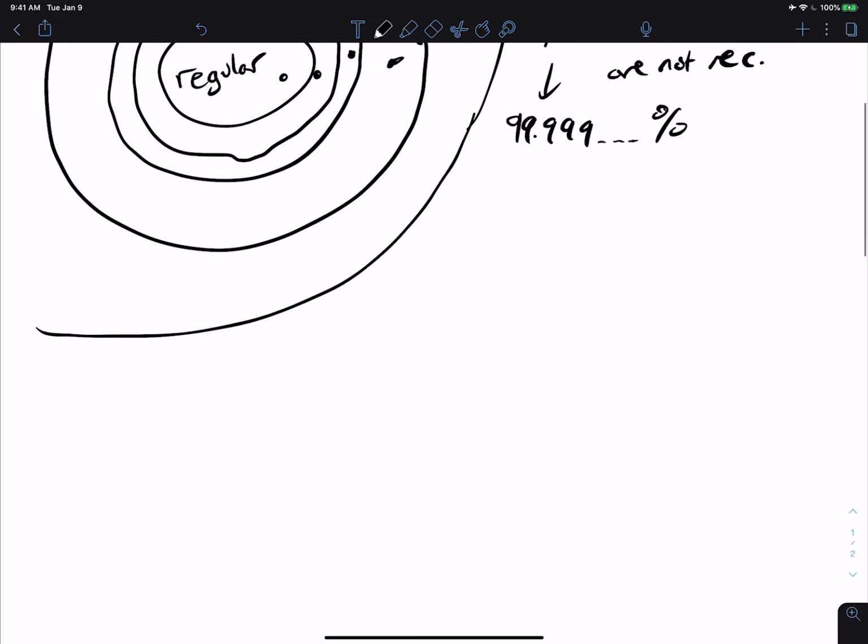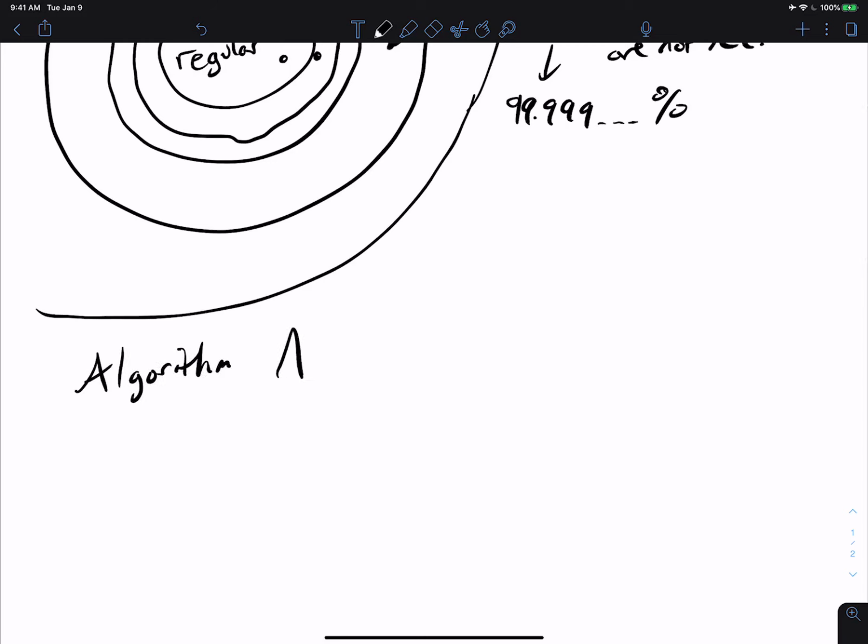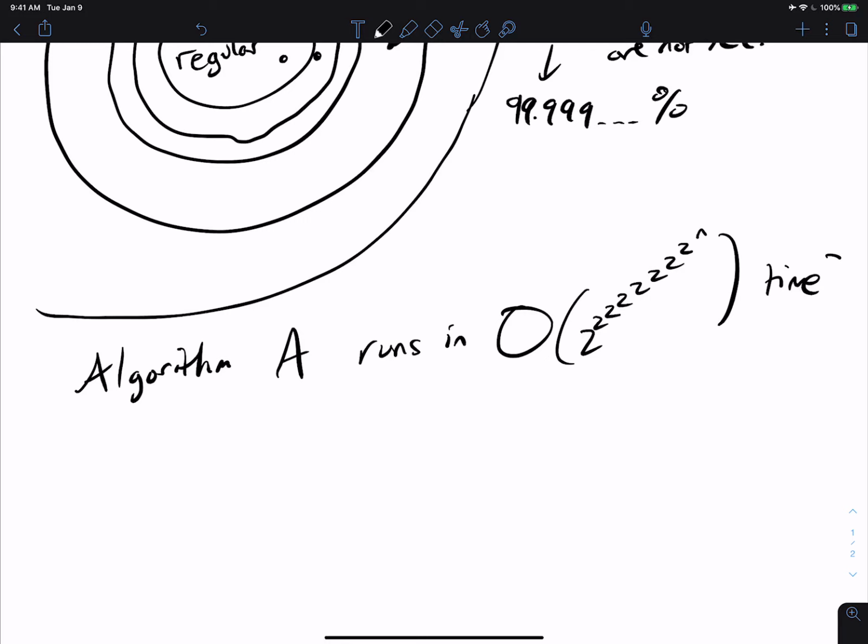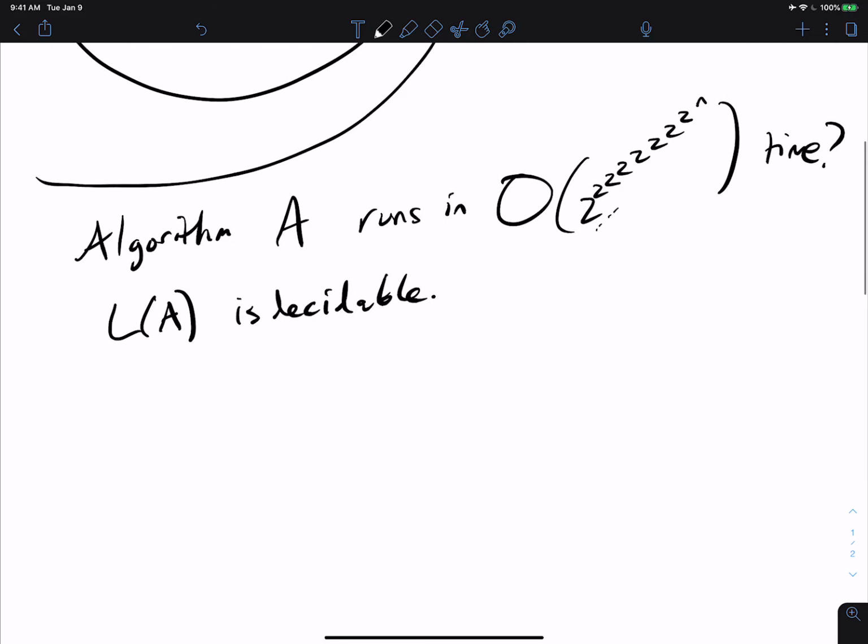But if we have some algorithm, let's just say an algorithm A that runs in big O of 2 to the 2 to the 2 to the 2 to the 2 to the 2 to the 2 to the 2 to the n time, is that really what we would want? Well, clearly this is decidable because we can just simulate for that amount of time, and for any value of n, it's always finite. So the language of A, so to speak, is decidable, because there's clearly an algorithm that runs in a finite amount of time, no matter what input you give it. But this is not desired, to have such a quote-unquote bad runtime.